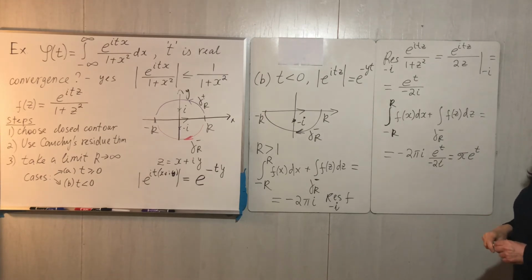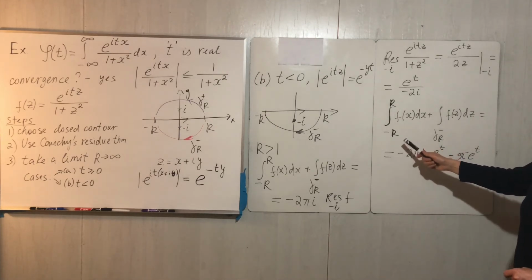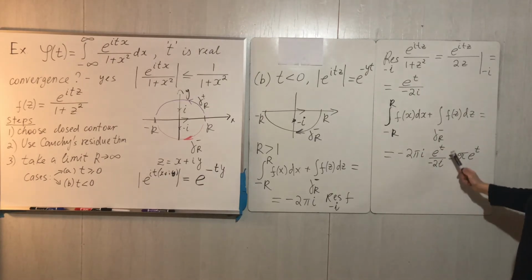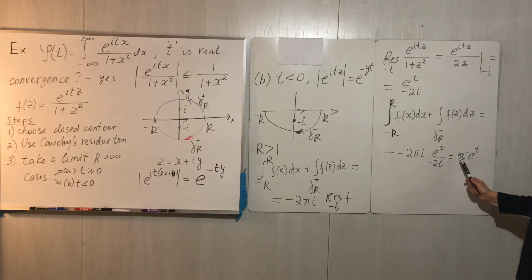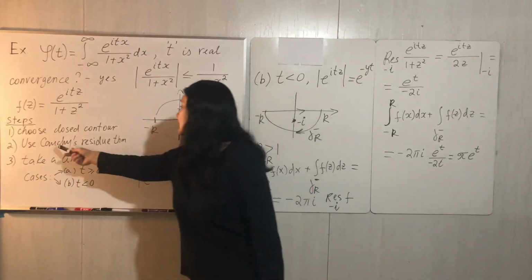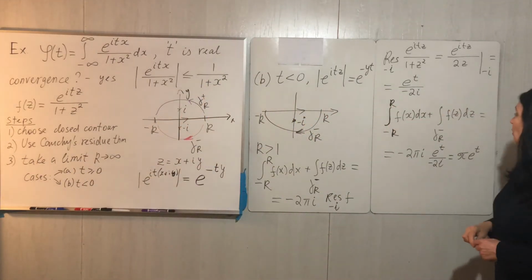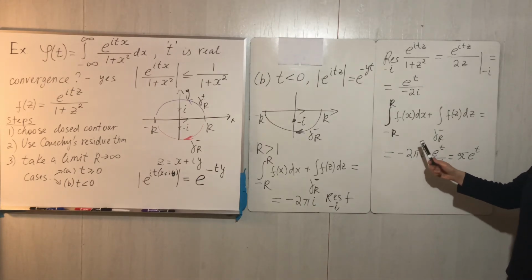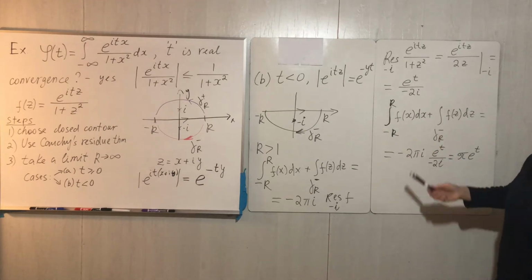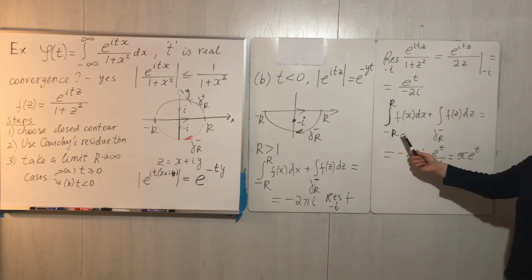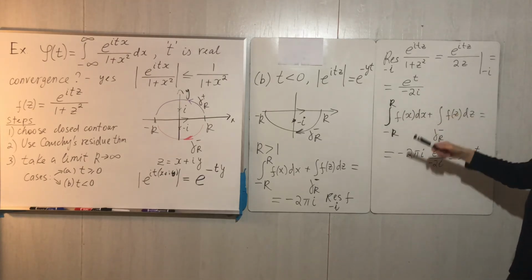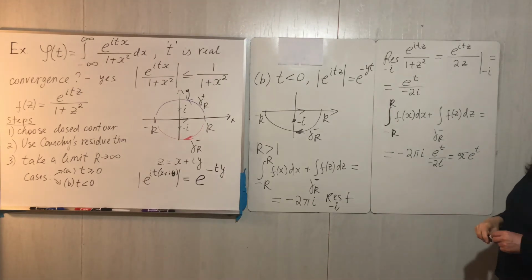And finally, here I have my Cauchy's residue theorem rewritten. If I plug in the value of the residue, we will get pi e to the t. And so this second step is done, and now we have to move to the last step, when we take the limit as r is sent to infinity. When r is sent to infinity, then this integral will give us the integral we want to compute.